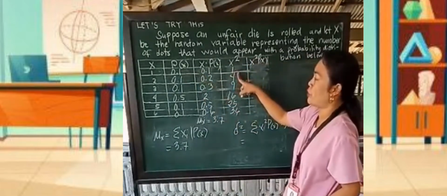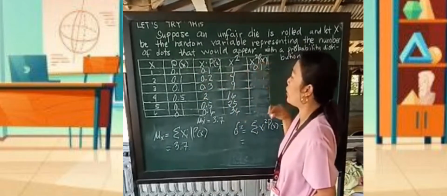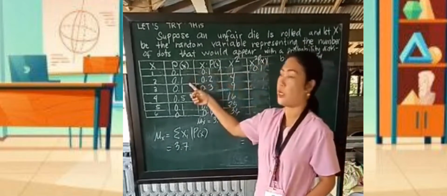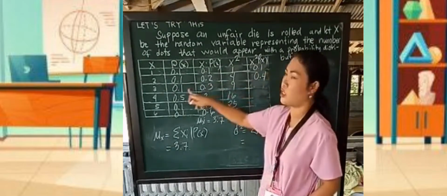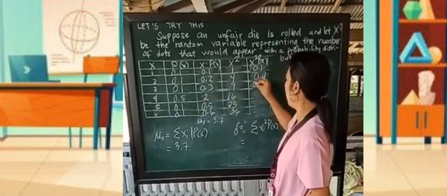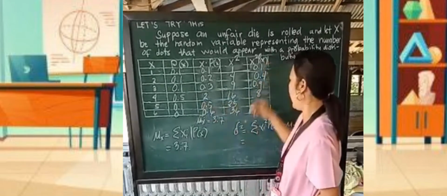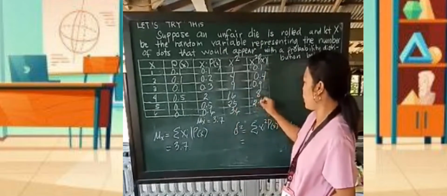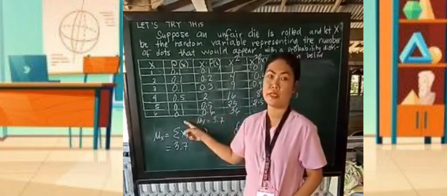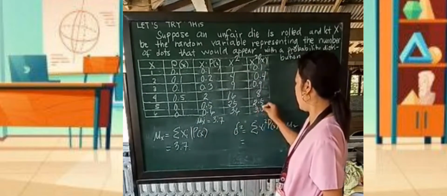So we have the first, 1 times 0.1 is 0.1. 4 times 0.1 is 0.4. 9 times 0.1 is 0.9. 16 times 0.5 is 8. 0.1 times 25 is 2.5. And 36 times 0.1 is 3.6.